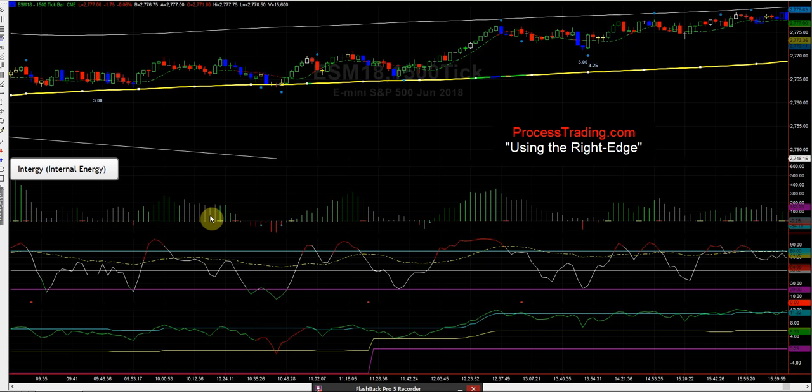The normal configuration of the Intergy histogram is that they'll go in peaks and valleys and peaks and valleys and peaks and valleys. You can see those here. They'll also do that when this is an uptrend, but they'll also do that in a downtrend, but the peaks and valleys will be with the supply side. Now, these peaks and valleys are a proxy for volume.